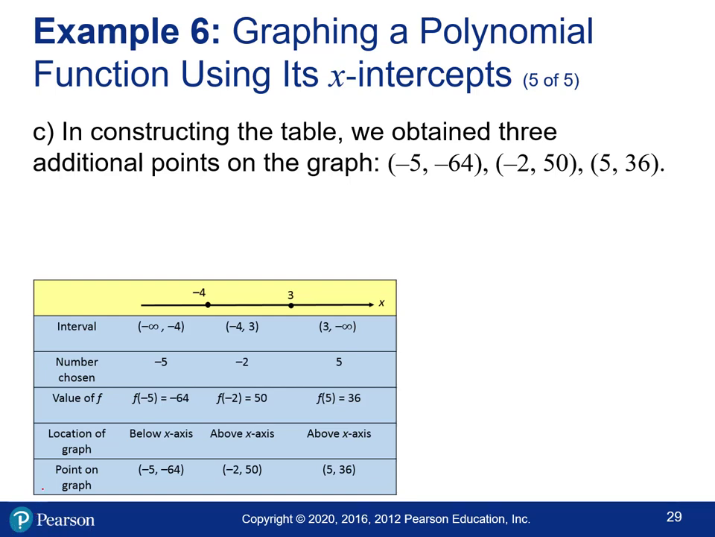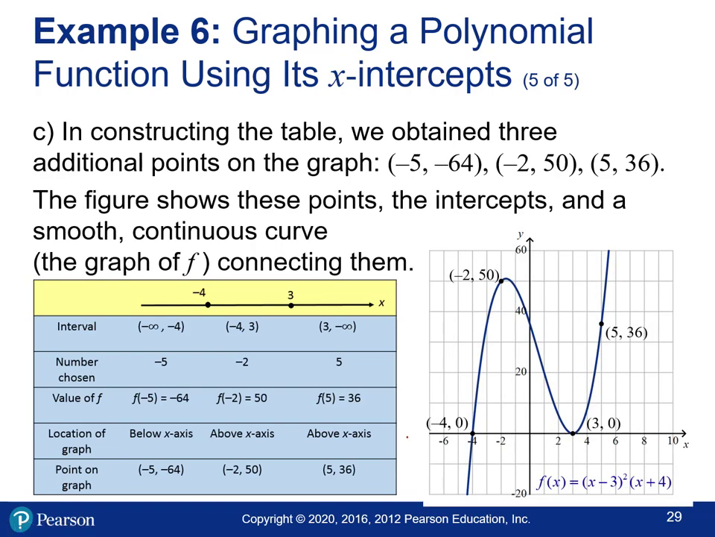Okay, so now that we've done some side work with our table here, we have quite a bit of information to go ahead and graph our function. And so starting with our intercepts, we had negative 4, comma 0, 3, comma 0 for our x-intercepts, also called the real zeros. And then we had a y-intercept, 36. Okay, so those are the points we found by computing. And then the next few points we found by using our table and just choosing numbers.